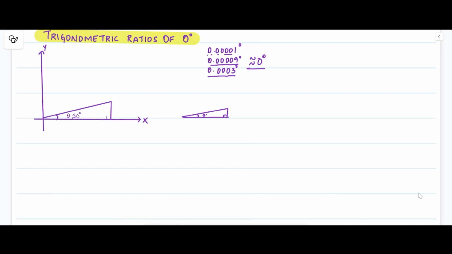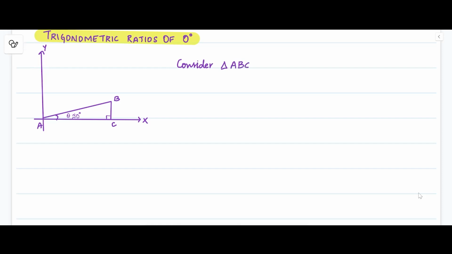And this will be our right angle triangle. Let us label this triangle as A, B and C. This angle here will be our 90 degrees. So now consider triangle ABC. Our angle A, that is our angle CAB, is equal to theta, which is almost equal to 0 degrees. And our angle C, which is our angle ACB, is equal to 90 degrees.